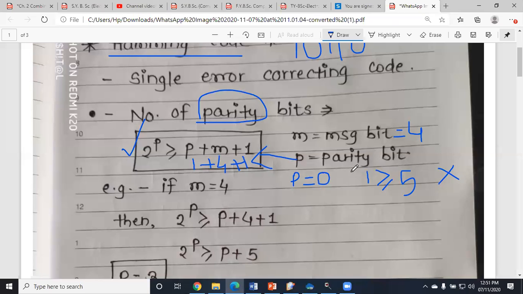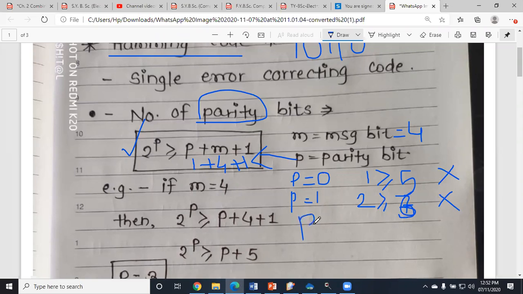You don't select the bit randomly, so I will go sequentially. After that, I will take p equal to 1. Now 2 raised to 1 is 2. Is 2 greater than or equal to 1 plus 4 plus 1, which is 6? Is this condition true? No, it is 6. Still this condition is not going to be satisfied. 2 is not greater than or equal to 6. Again, we cannot consider p equal to 1.